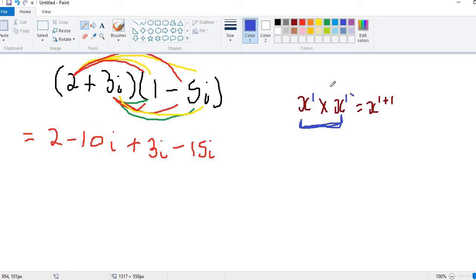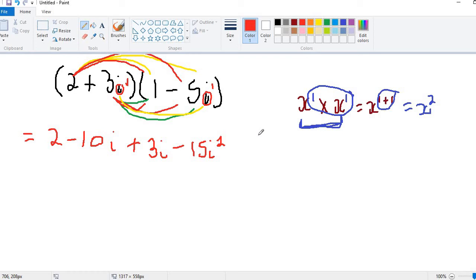So yeah, we add the exponents, of which this is 1 plus 1, which gives x squared. Get it? x squared, right? So here we have a 15 because we multiplied this with that, so there's a 1 here and a 1 here, so we added these to get negative 15i squared.